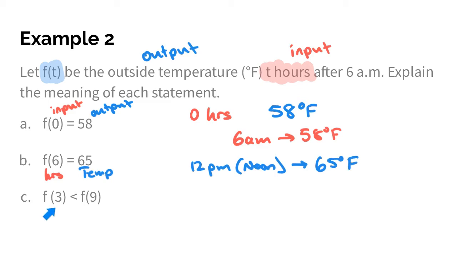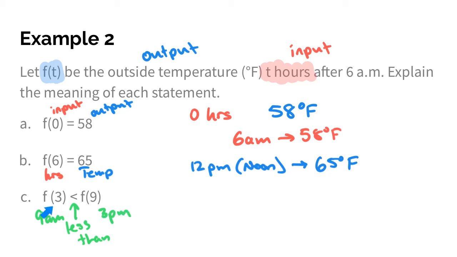And in our last example here, I'll show in green. This one says f of 3 is less than f of 9. So real quick, this is again the less than symbol. What this is telling me when I read this is that f of 3, f of 9, this would be 3 hours after 6 a.m. and this would be 9 hours after 6 a.m. So 3 hours after 6 a.m. would be at 9 a.m. and 9 hours would be at 3 p.m.